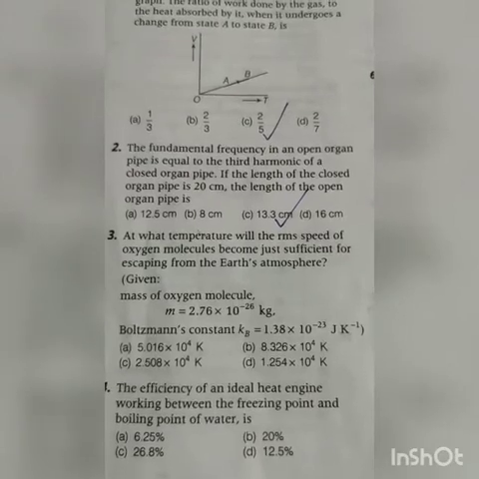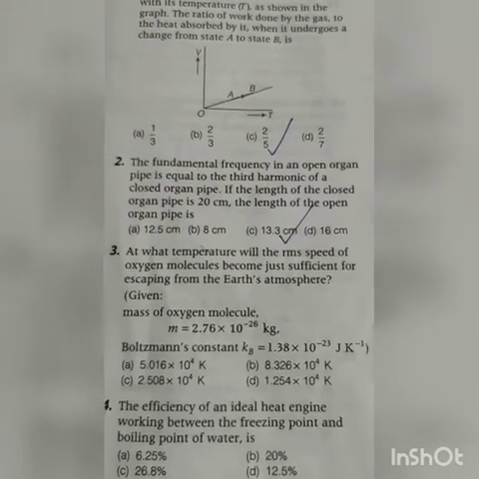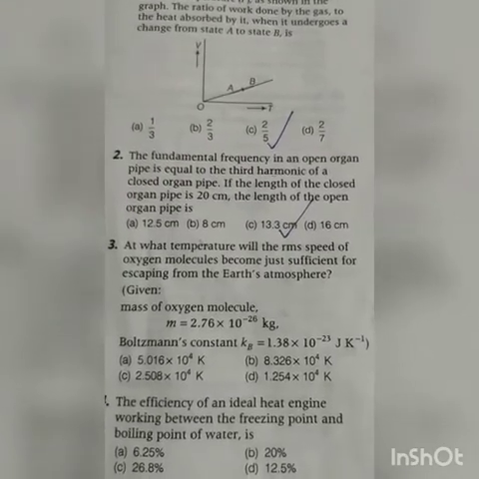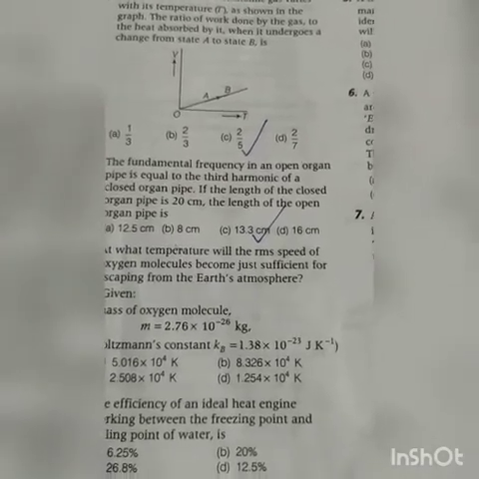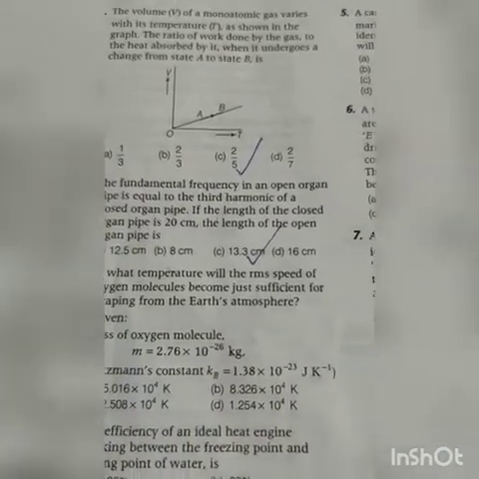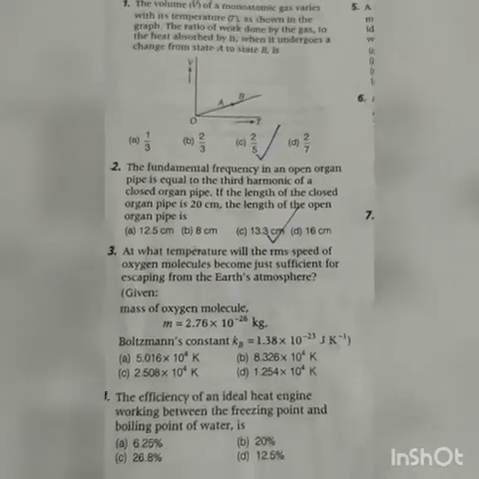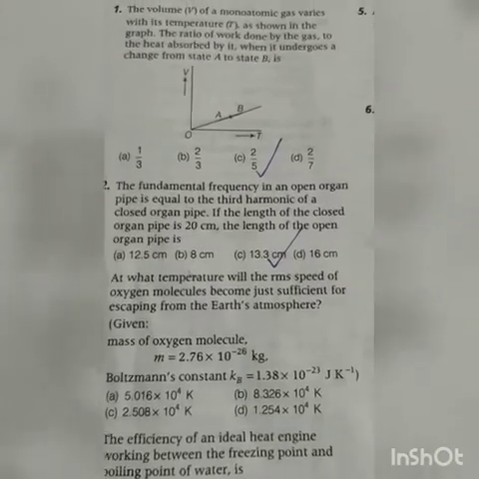Now question number 3. At what temperature will the RMS speed of oxygen molecules become just sufficient for escaping from the Earth's atmosphere? The mass of the oxygen molecule is given here, and the Boltzmann constant kB is also given here. In this question it is clearly said sufficient for escaping the Earth's atmosphere. That is the velocity with which, when we throw a particle upwards, it just escapes the Earth's gravity and does not fall down. That is known as escape velocity.